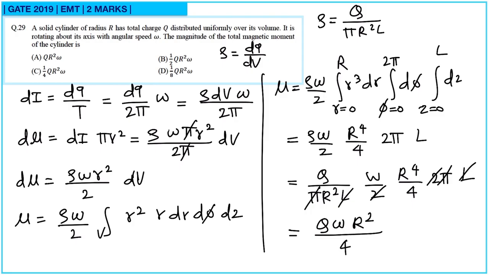So here option C is correct: 1 by 4 q omega r raised to 2. Next question.